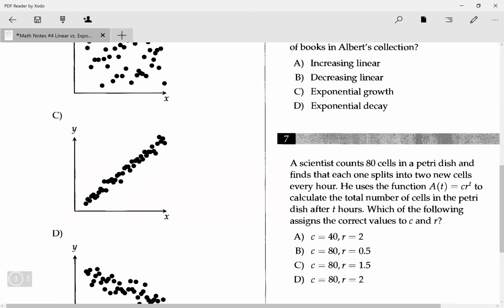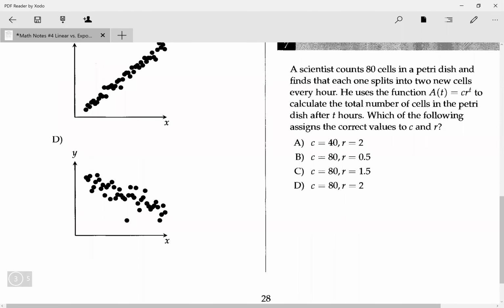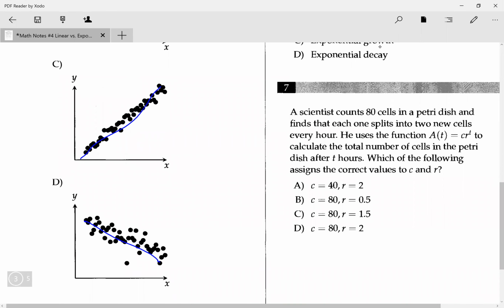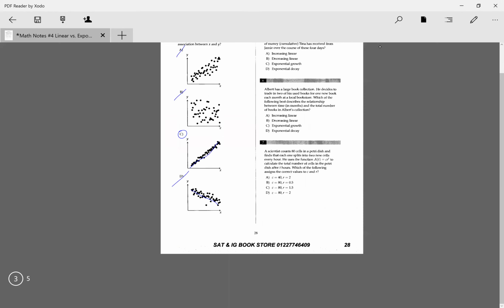So C so far looks like the right answer, and D, this is trending downwards. So C, which is trending upwards, seems to be the right answer. So that's why C is the right answer and D is not the right answer there.